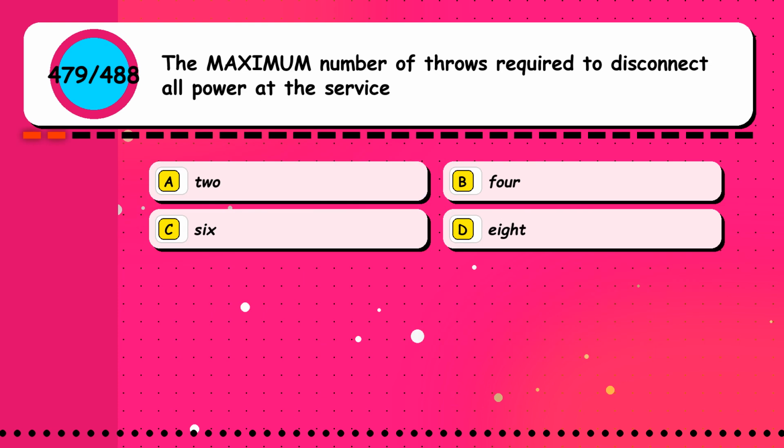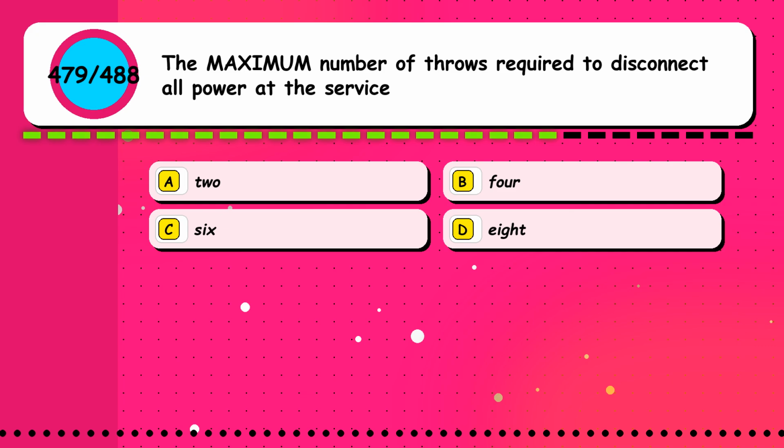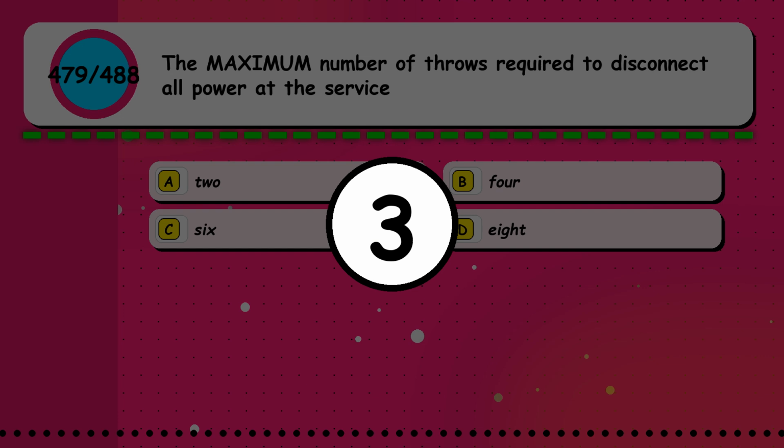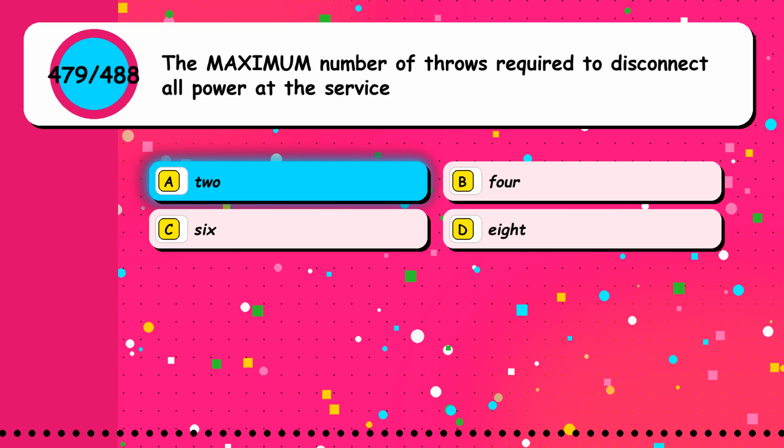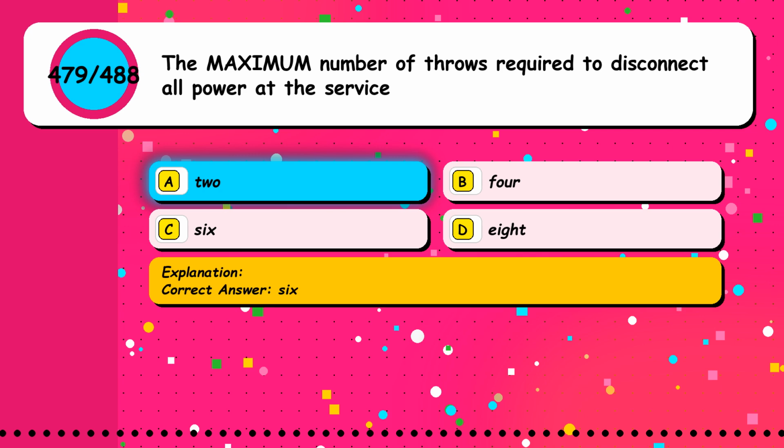Question 479. The maximum number of throws required to disconnect all power at the service. Option A 2, option B 4, option C 6, option D 8. The correct answer is option A, 2.